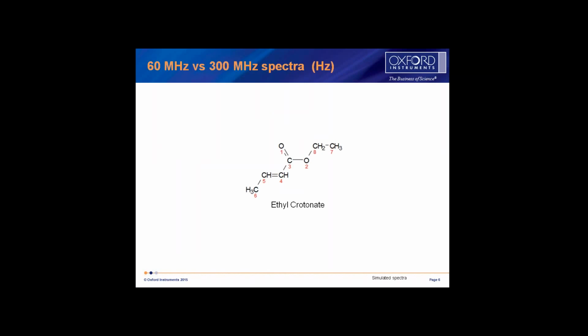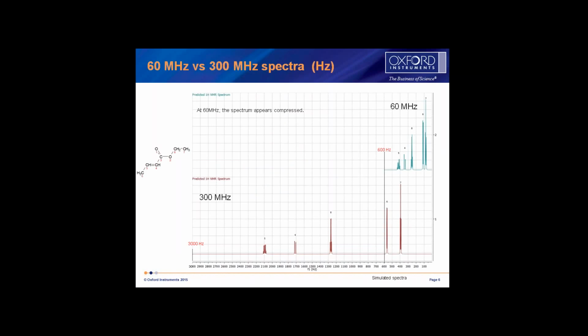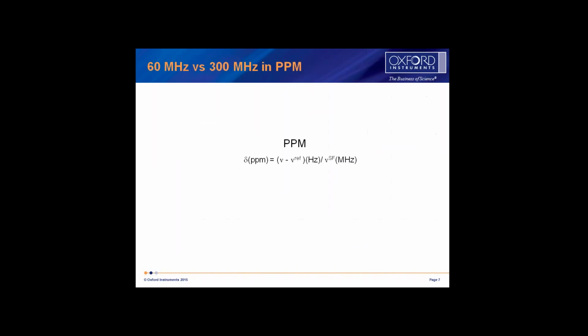So let's start by talking about the ubiquitous ethyl crotonate, and many people who have worked with NMR will know this molecule very well. If we plot the spectrum of ethyl crotonate in frequency, we can see that at 60 megahertz, in comparison to 300 megahertz, the spectrum looks quite compressed. And this is due to the frequency generated by the magnetic field. But this is a problem that's been known in NMR since its inception. And the solution is to use the units of ppm.